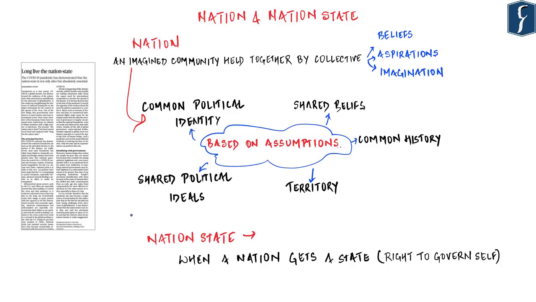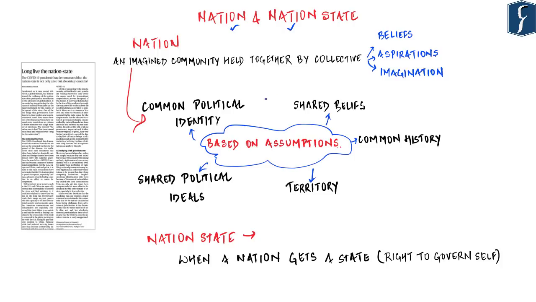So, in this regard, it has become important for us to discuss these two key terms, not only because of this article, but also because it is mentioned clearly in the GS1 syllabus. So, we'll first discuss the idea of nations. Now, in very simple words, a nation is a collection of people, but at the same time, it is also different from other groups or communities found in human societies. So, in what ways is the nation different?